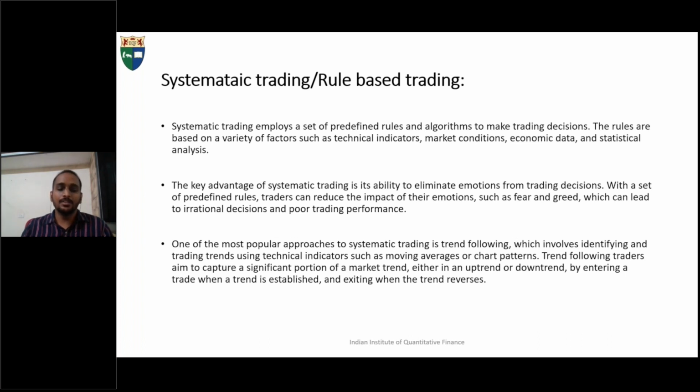The key advantage of systematic trading is its ability to eliminate emotions from trading decisions through predefined rules. A trader can reduce the impact of emotions. Everything is associated with the previous slides we looked into, like the cycle, the trading psychology, the debt spiral. All of these things can be easily avoided by systematic trading, that is, through predefined rules of trading. And obviously, the emotions which lead to irrational decisions and poor trading performance can be improved by following a system for longer.